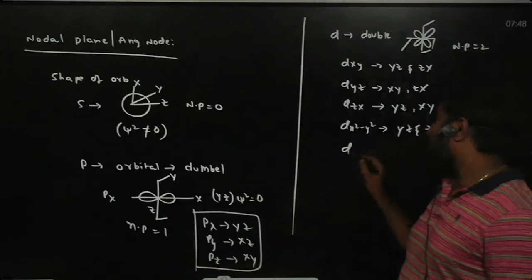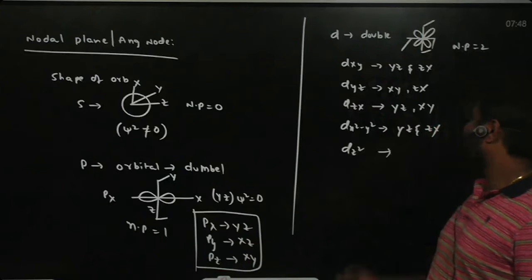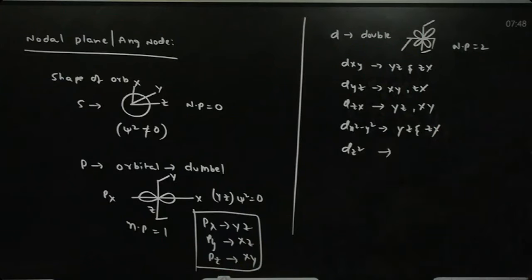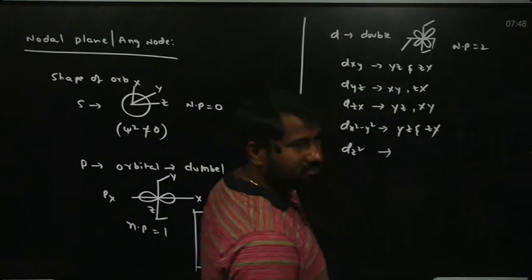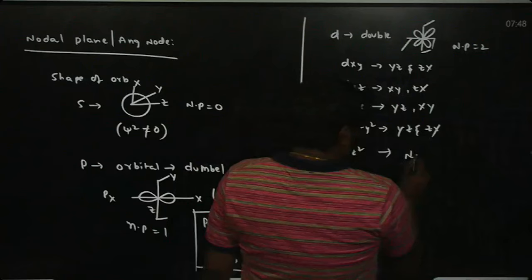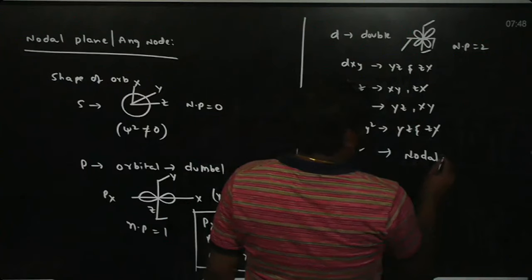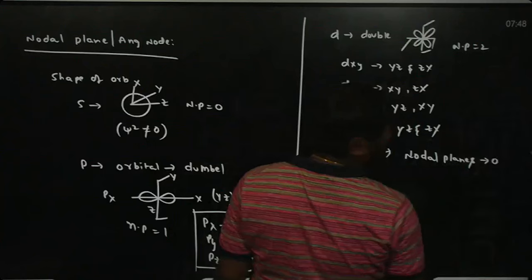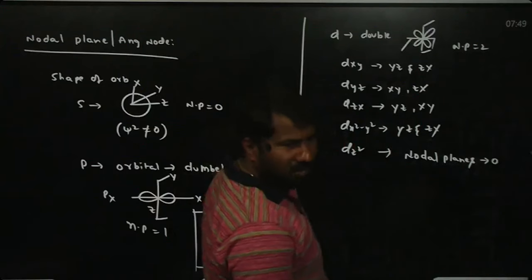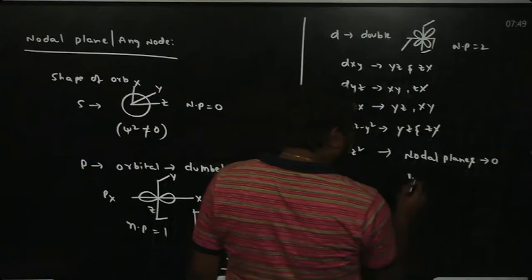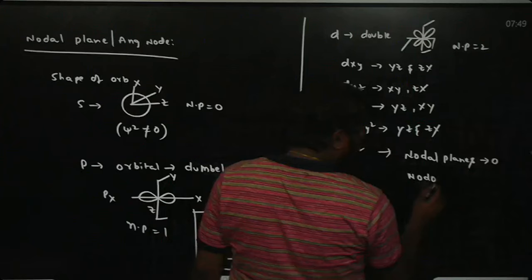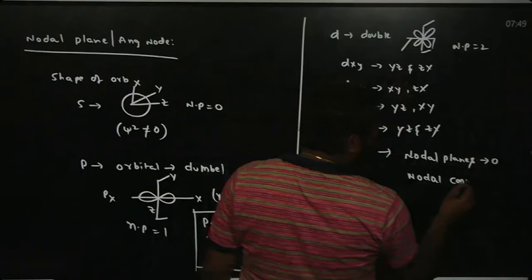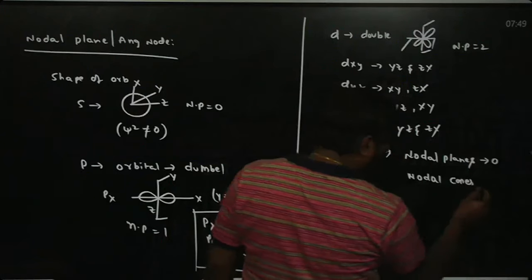For dz square, no, the nodal planes are 0. There are no nodal planes for this, 0. Instead of nodal planes, what do we have? We have nodal cones. How many nodal cones do we have?